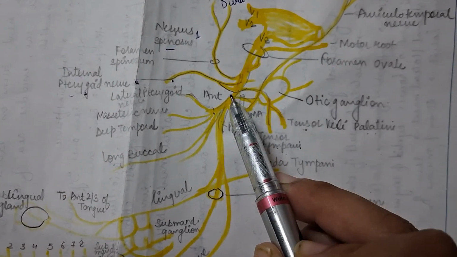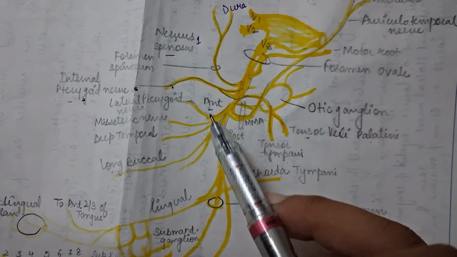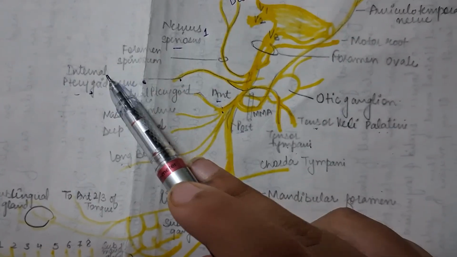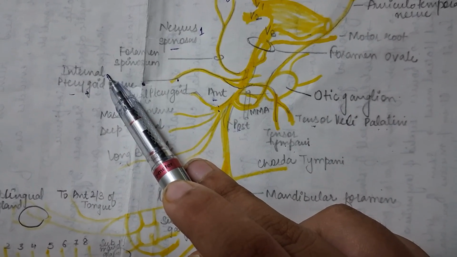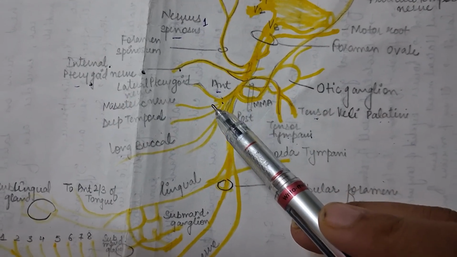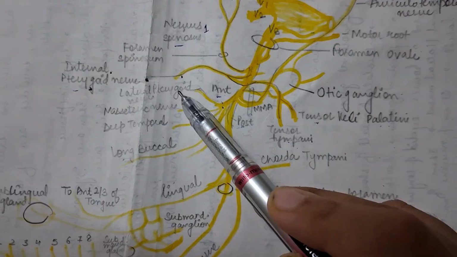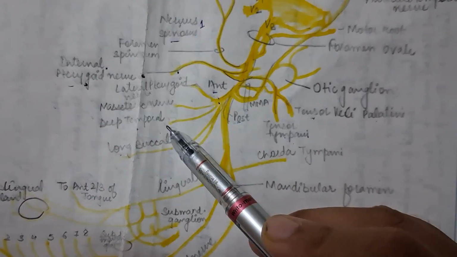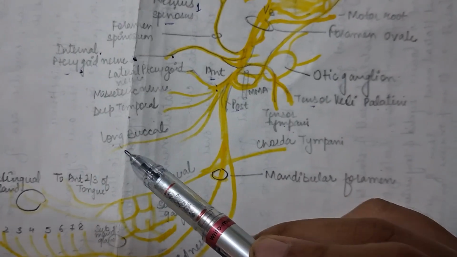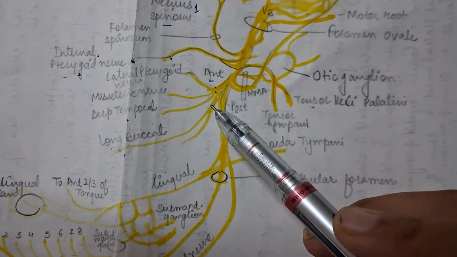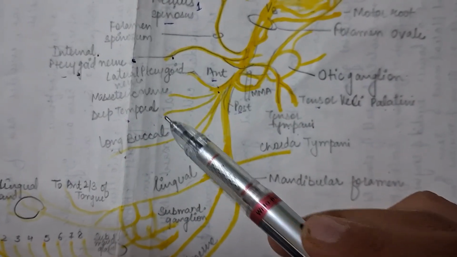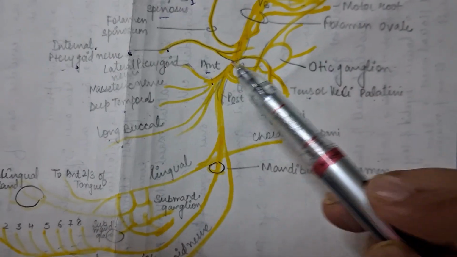Next, the divided part. It divides into anterior division and posterior division. First, the anterior division supplies muscles of mastication. One muscle has already been supplied from the undivided part, and the rest 3 muscles will be supplied through this anterior branch of the mandibular nerve. That is lateral pterygoid, masseteric and deep temporal. So 3 nerves, and one more, the long buccal branch. So there are 4 branches of the anterior division: lateral pterygoid, masseteric, deep temporal and long buccal.